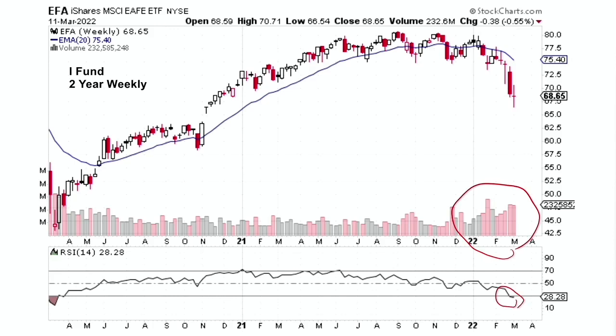So in the short term, could we see a short-term bump back up? Absolutely. On a percentage basis, it could be quite a bit. But again, until we get back above that 50 RSI line and above that 20-day exponential moving average line, we're not getting a sustained rally in the I Fund.